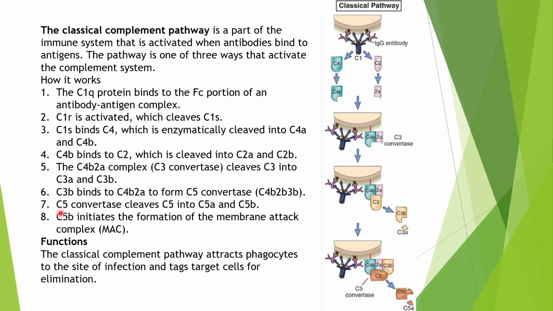Then C5 convertase cleaves C5 into C5a and C5b. C5b then initiates the formation of the membrane attack complex, that is the MAC formation. Then the classical complement pathway attracts phagocytes and initiates phagocytosis through them at the site of infection and tags the target cell for elimination. So this is the classical pathway.